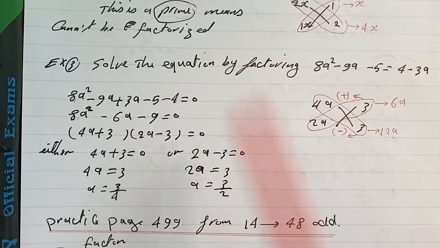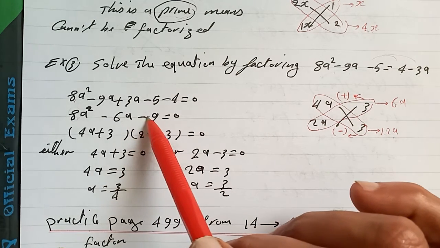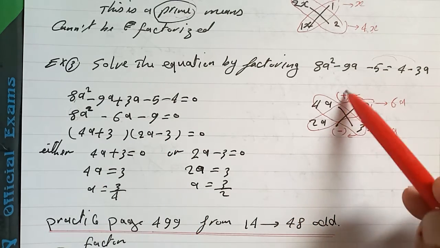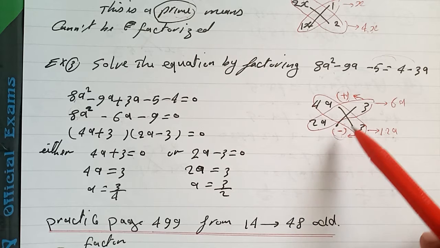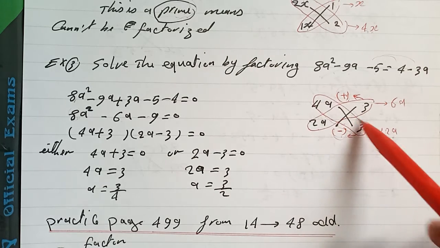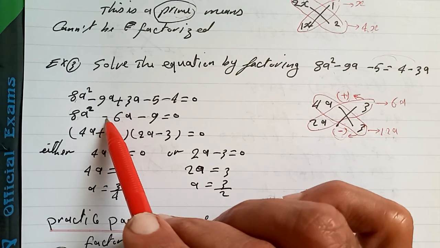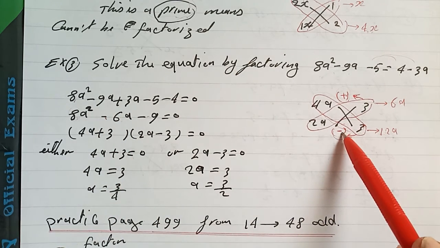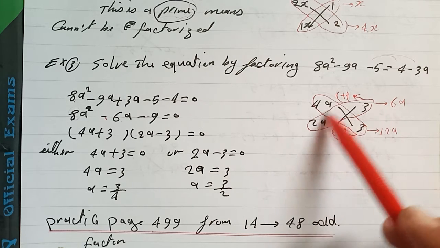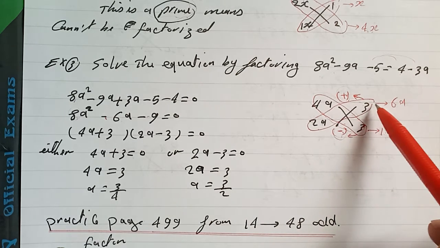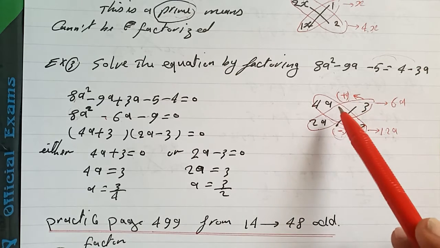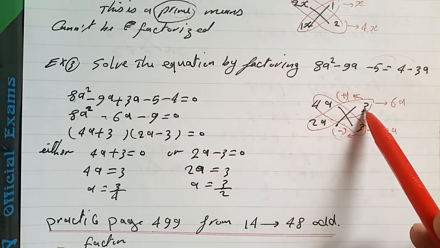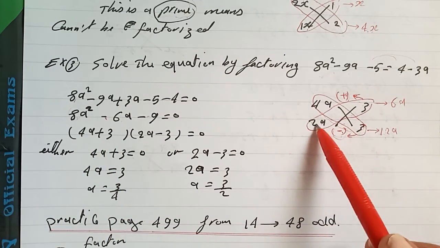What about the sign? Since this is negative, the two signs will be different. Look, why did I give this positive and this negative? The bigger branch, which gives me the 12a, takes the middle sign, and the other branch, which gives me 6a, smaller, takes the opposite, which is positive. So the two brackets will become 4a plus 3 and then 2a minus 3.